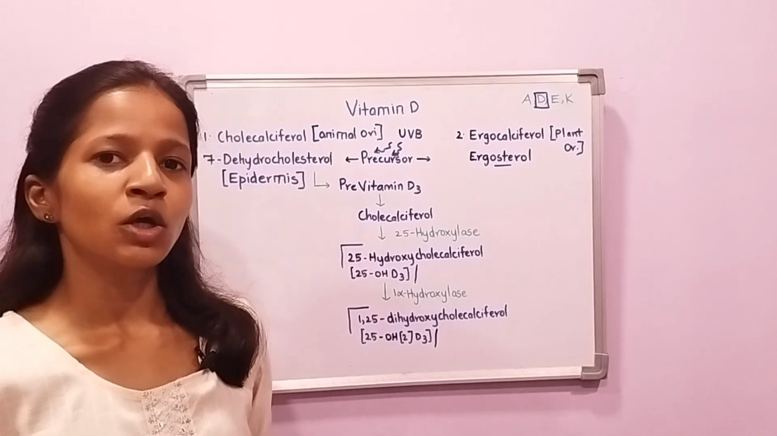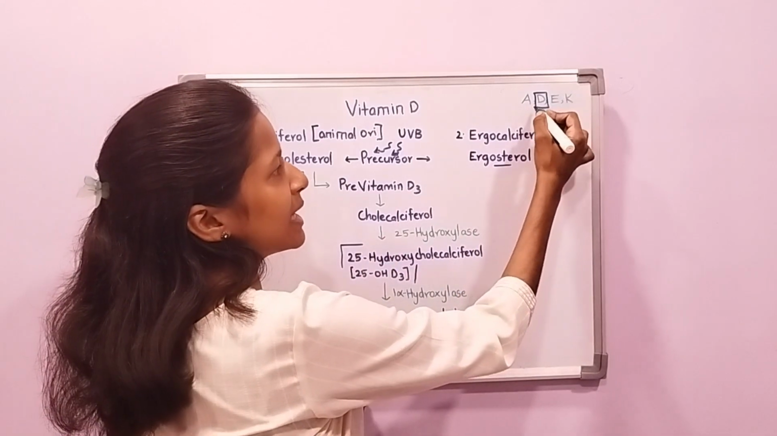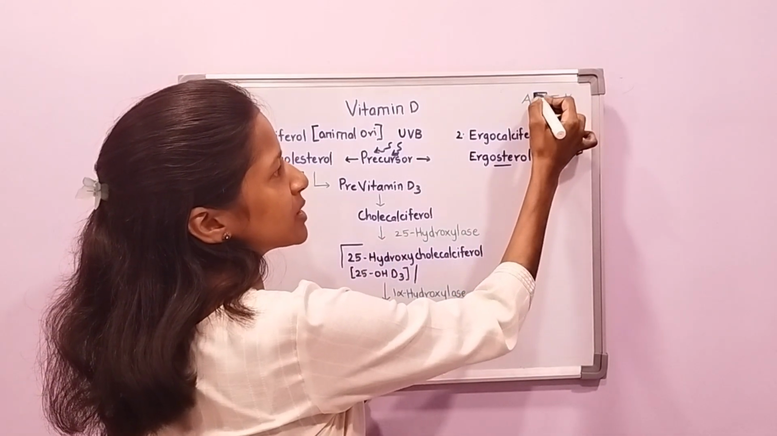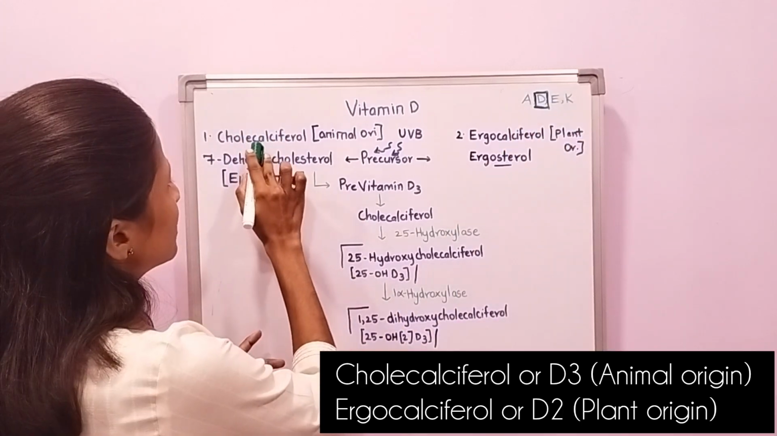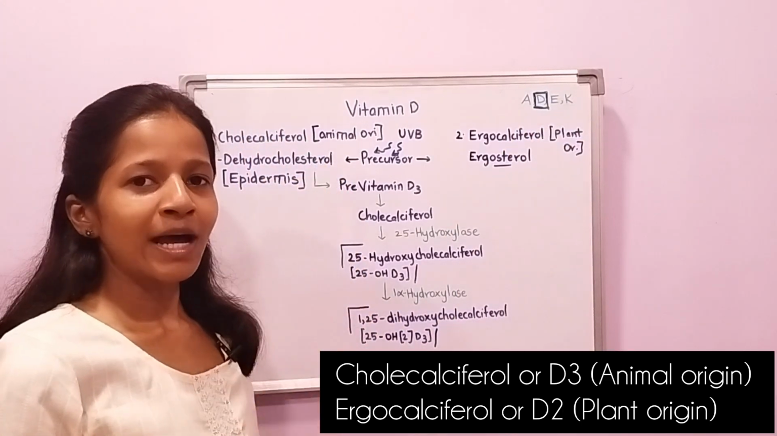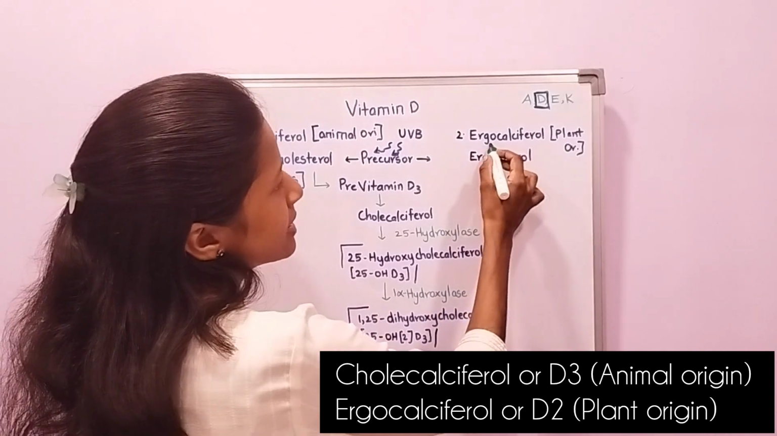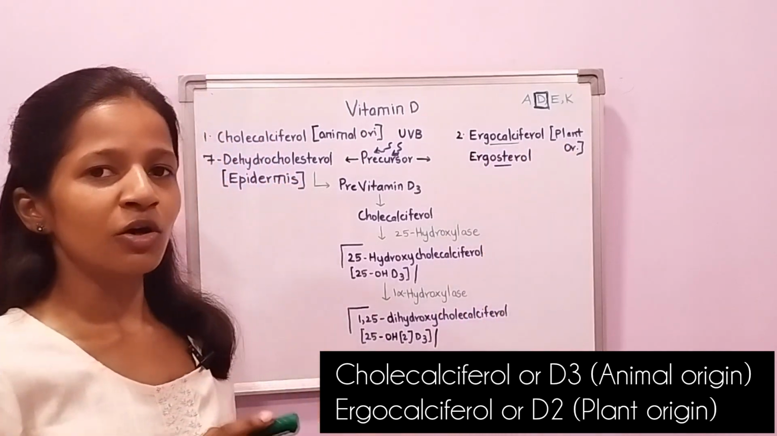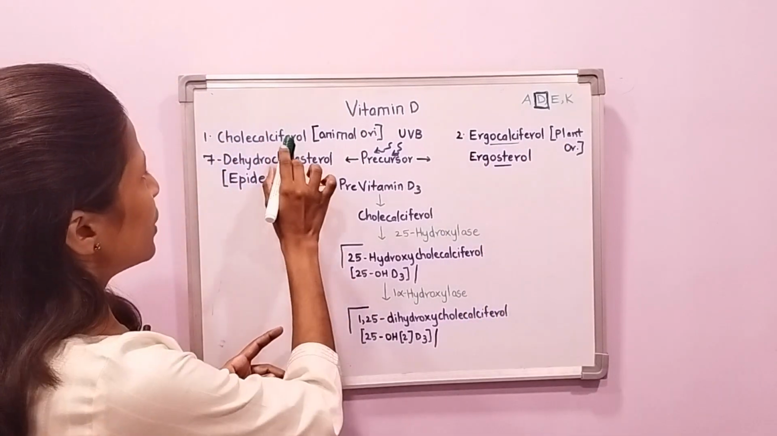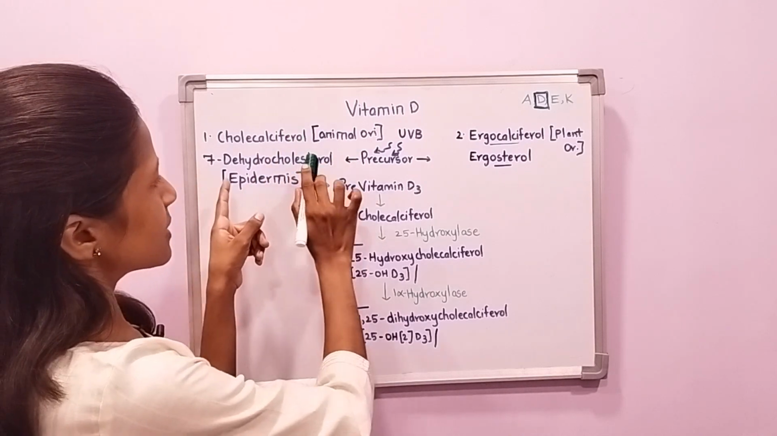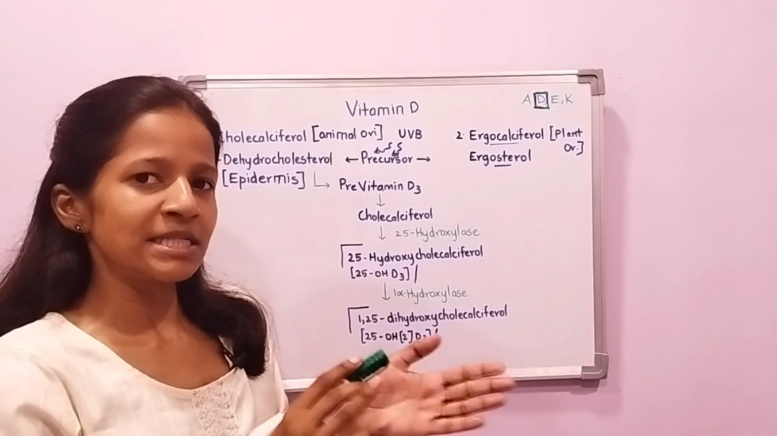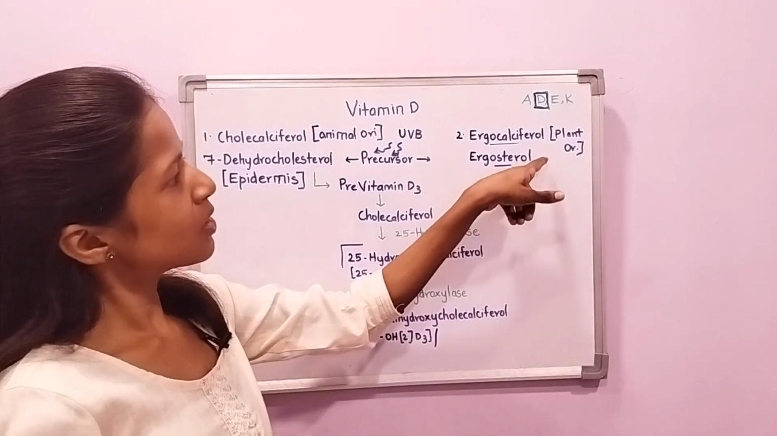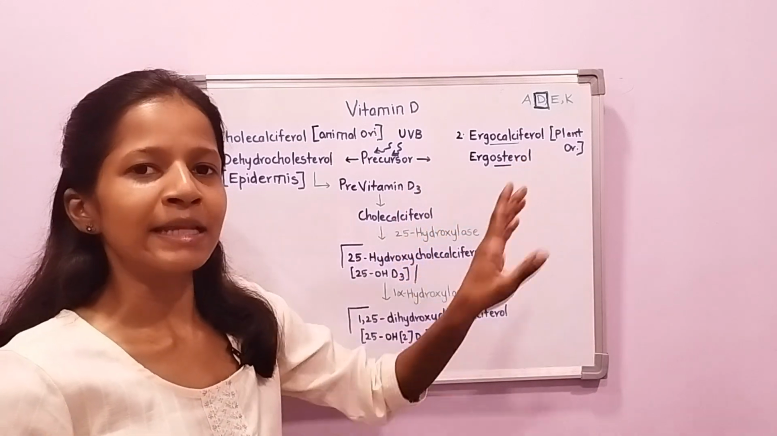There are four types of fat soluble vitamins: A, D, E and K, and in this video we are going to see vitamin D. There are two main types. One is cholecalciferol, which is of animal origin, and second is ergocalciferol, which is of plant origin. Cholecalciferol has a precursor called 7-dehydrocholesterol, from which cholecalciferol is produced, and the precursor of ergocalciferol is called ergosterol.